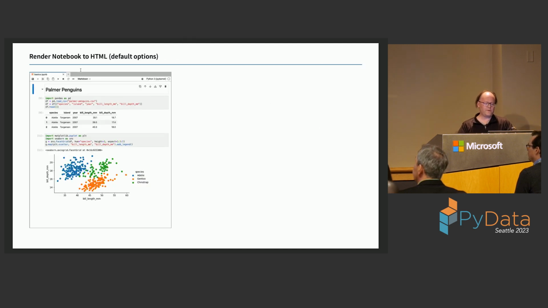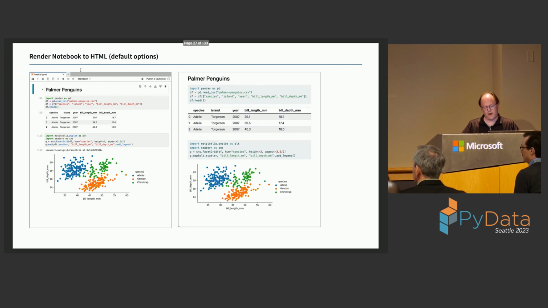Okay, so let's do a few examples. And this example will not be terribly impressive. It's something you've seen before. We start with a Jupyter Notebook. It's just printing a few rows from a table and doing a plot. And we take that and we render it into a web page.